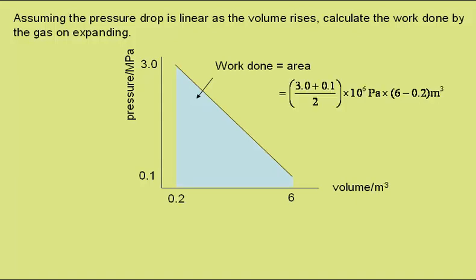The area is given by the average height, which is 3 plus 0.1 over 2 megapascals, multiplied by the width of the shape, which is 6 minus 0.2 cubic meters. This gives a value of 8.99 megajoules of work done by the gas on expanding.